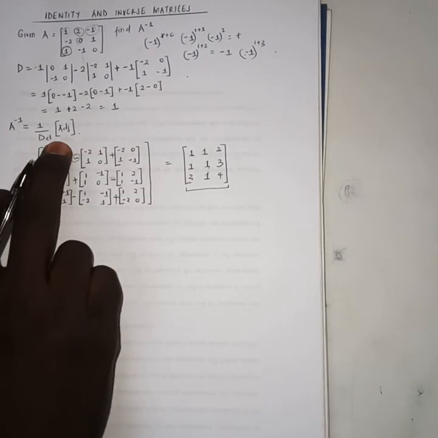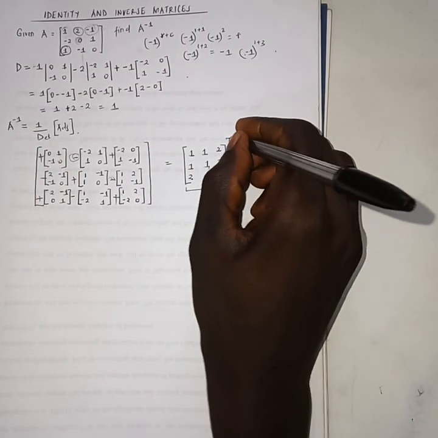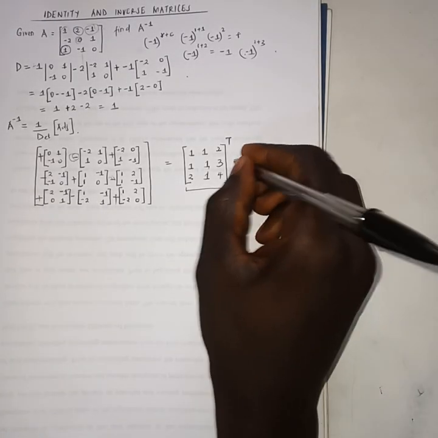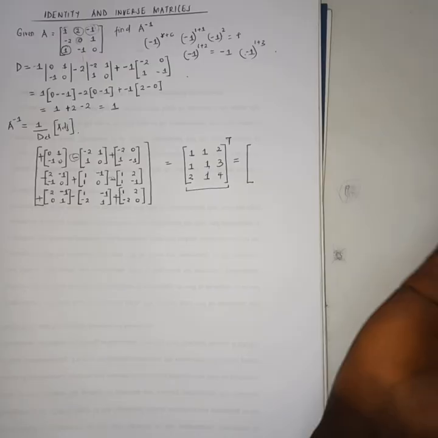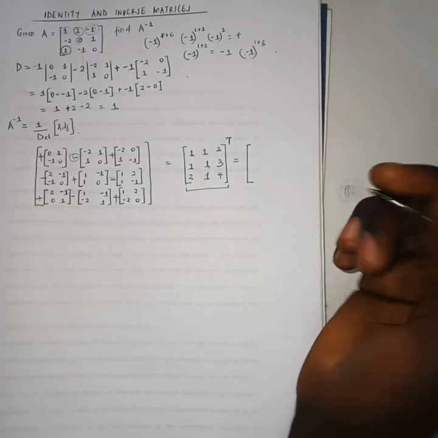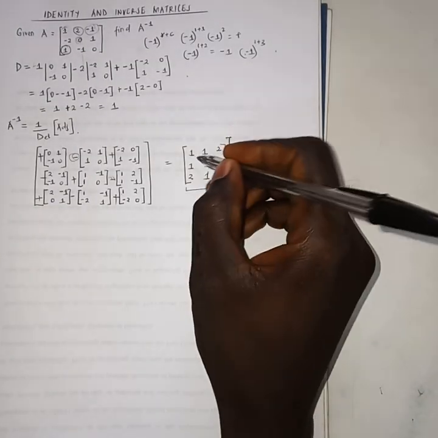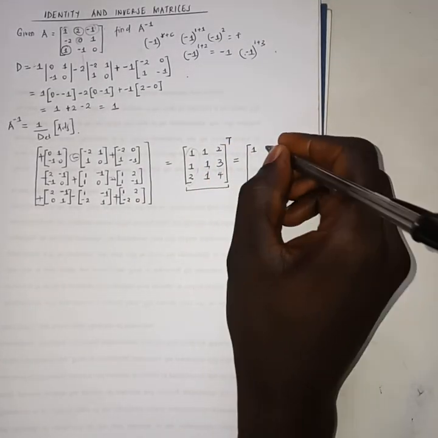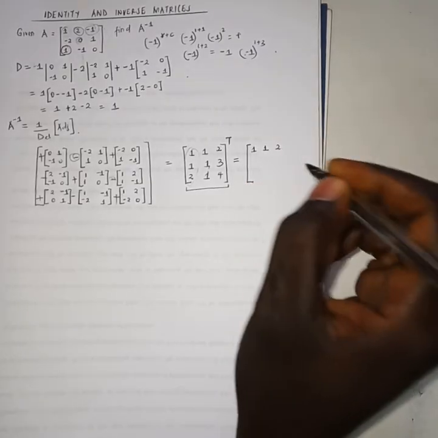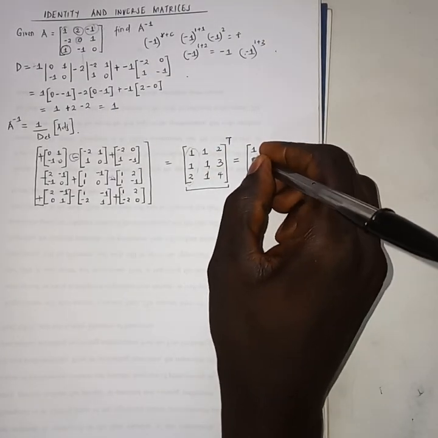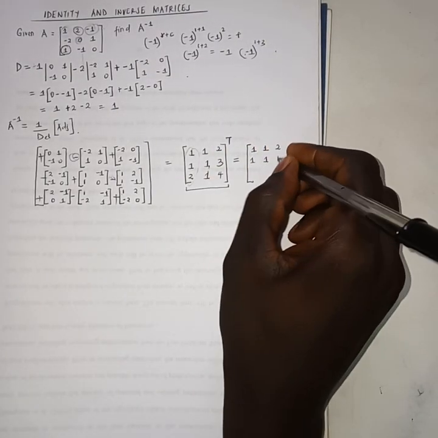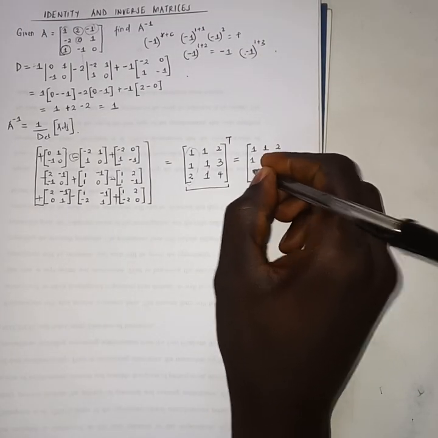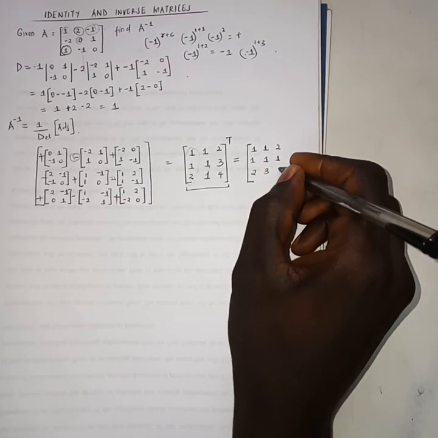But for us to find the adjoint, you are going to transpose this matrix here. And for us to transpose, we are going to change the rows into columns. That is now what we mean by transposing. So now the columns are going to become the rows. So we'll be having negative 1, 1, 2. Then again we're having 1, 1, 1. Then 2, 3, 4.